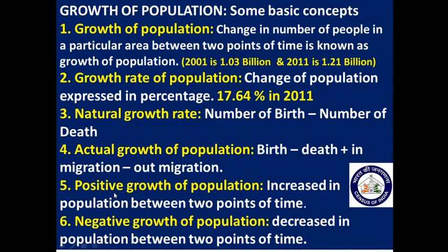Then, positive growth of population. If there is an increase in number of people between 2 points of time in a particular area, then it is called positive growth of population. For example, India between 2001 and 2011: the size of population in India has increased. So the population of India is in positive growth of population.